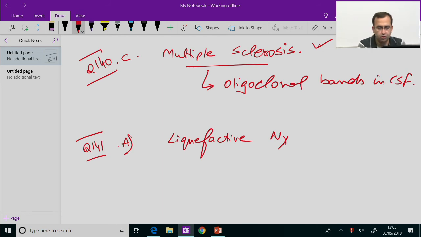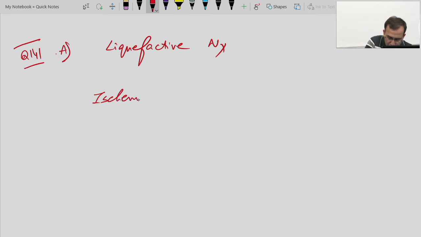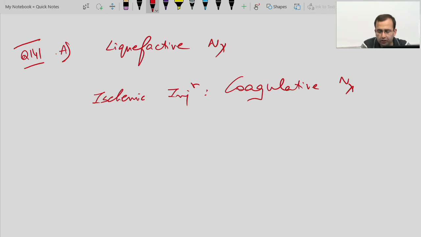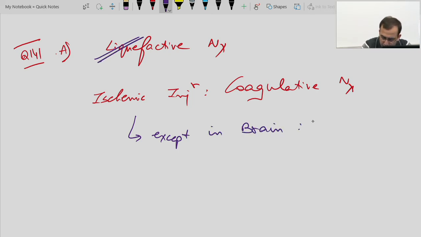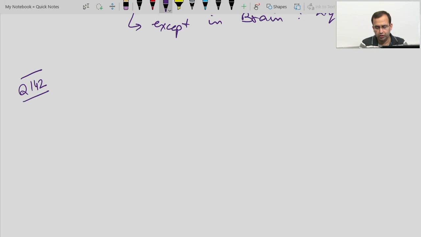Whenever you are solving any question, do not go by the complexity of the question, you have to come to the crux of it. All the examiner was asking was that ischemic injuries generally are associated with coagulative necrosis. I need not even write this, you know it very well. Except in the brain, where it is associated with liquefactive necrosis. This was all that was needed. Next, this gets us to question 142.